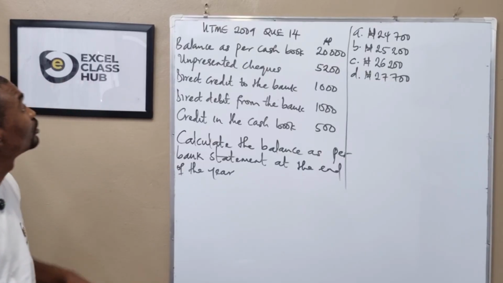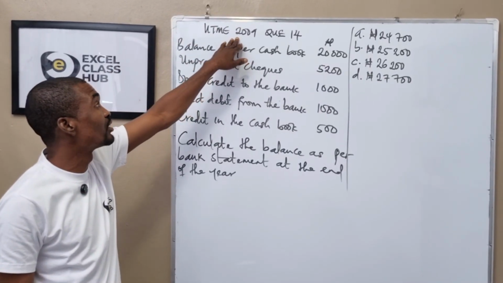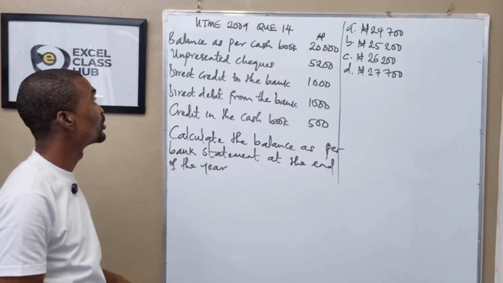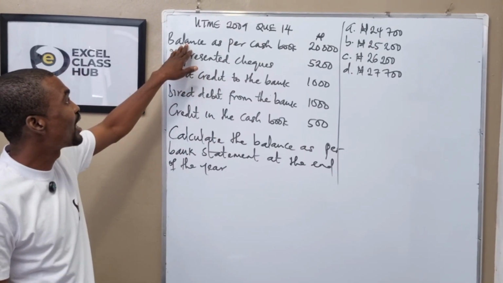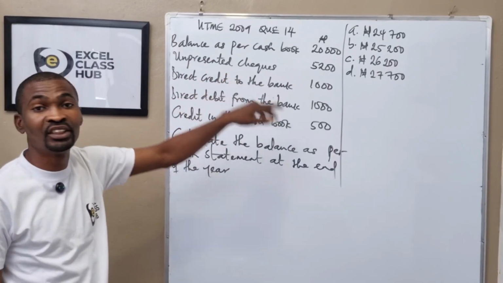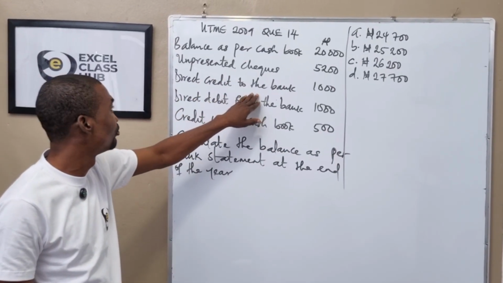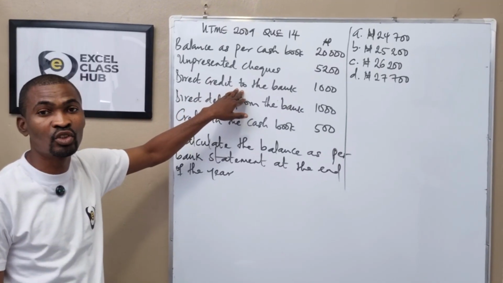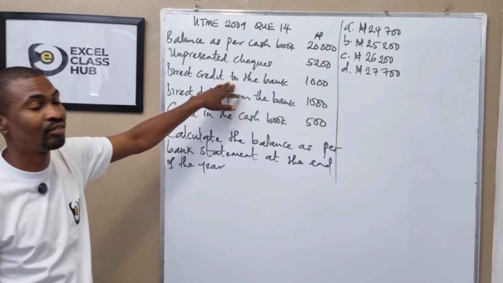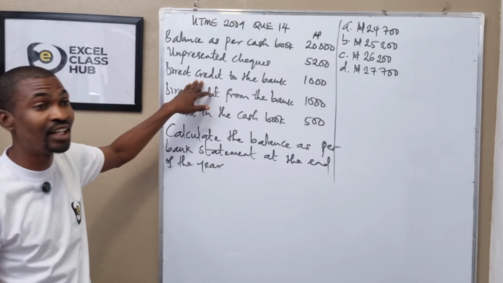All right. So this is UTME 2009, question 14. We have balance as per cash book, 20,000. Unpresented check, 5,200. Direct credit to the bank. Direct credit to the bank is also the same thing as credit transfer. Like I told you, your credit transfer will be on the debit side of your adjusted cash book.